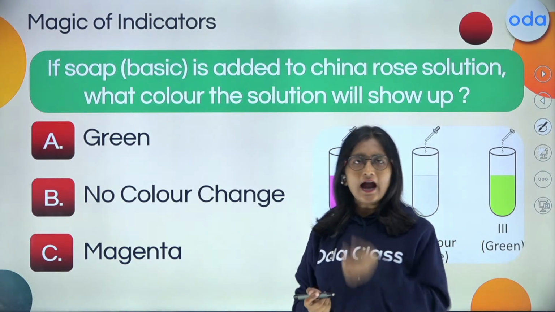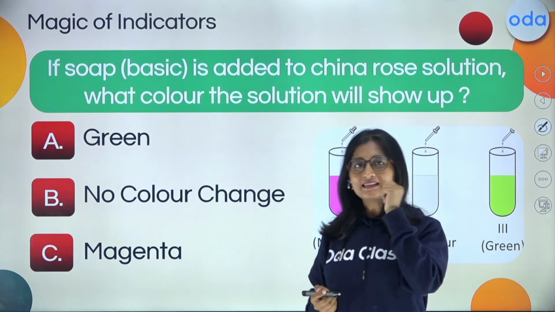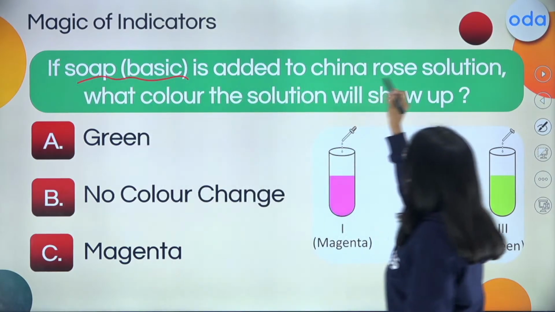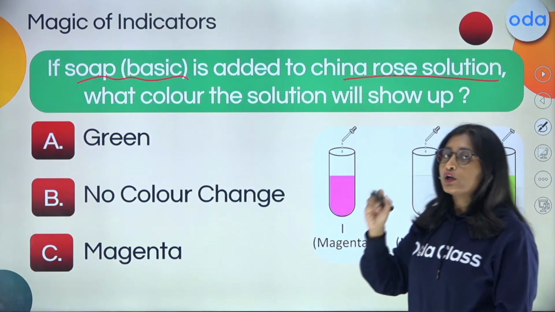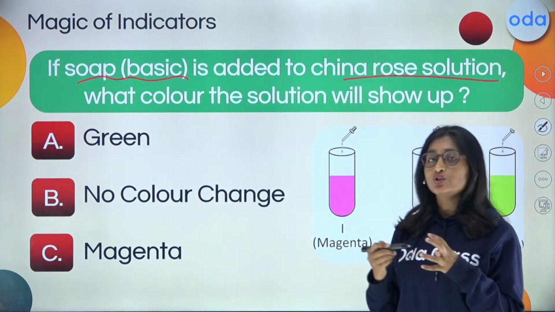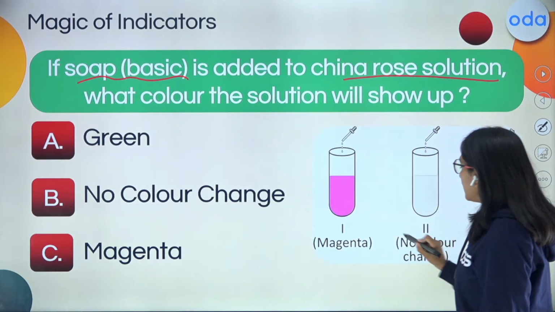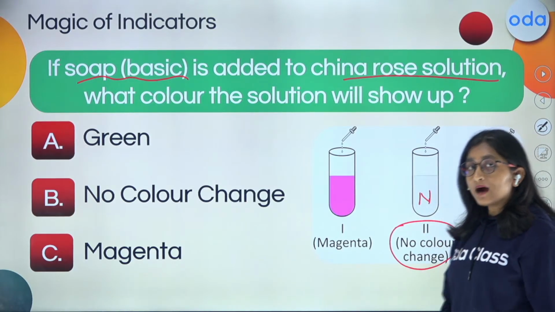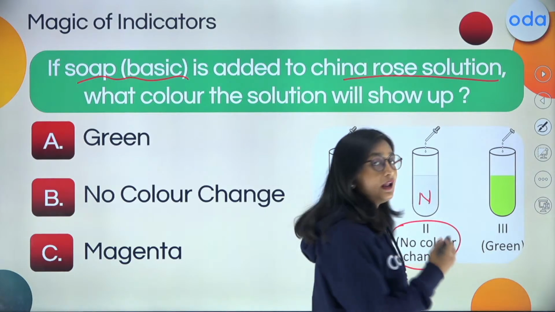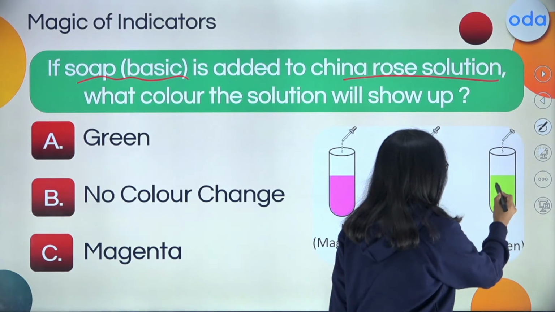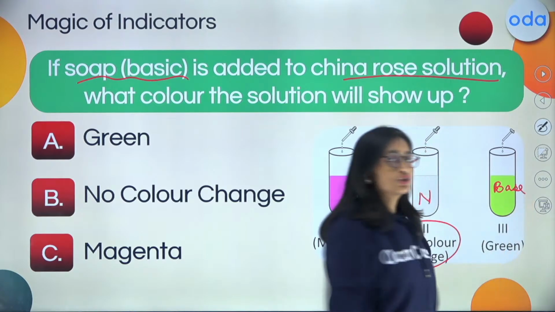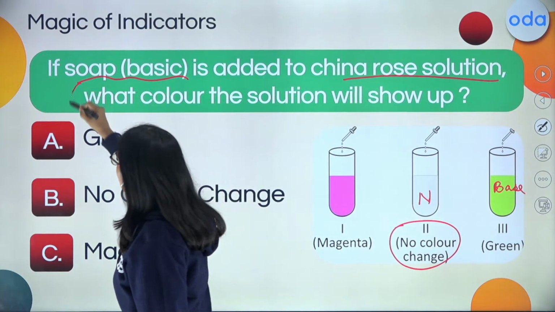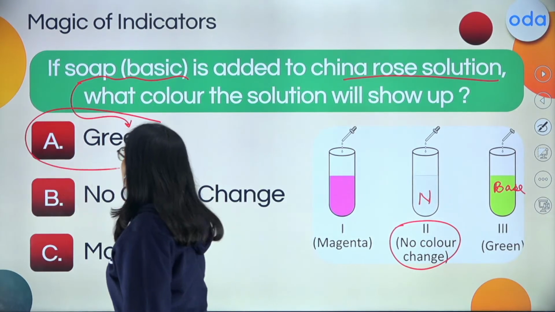If you have this soap, which is basic in nature, and the soap is added to the China rose solution, what is going to be the color change? Is there any color change going to happen? There is no color change when it is neutral. But when there is a basic solution, it is going to change into green in color. So in the given options, we have to choose that in case of the basic, it is going to turn into green in color.